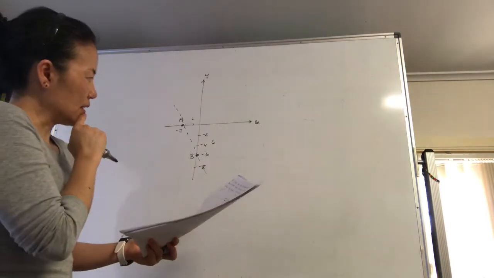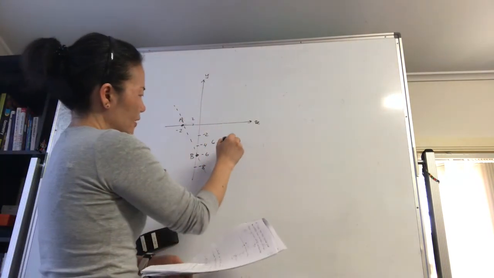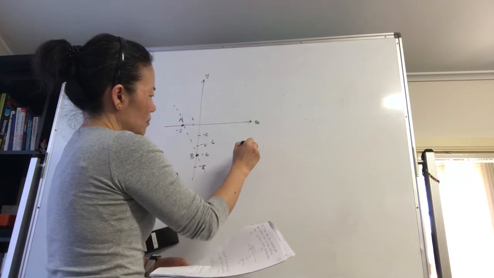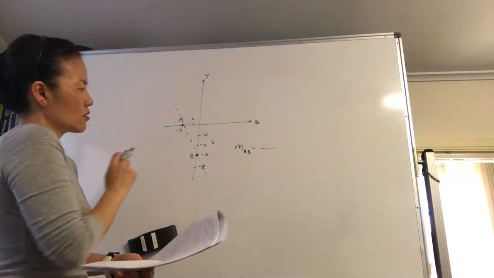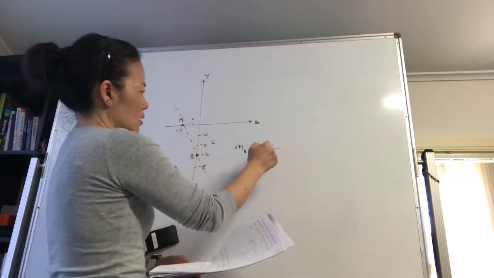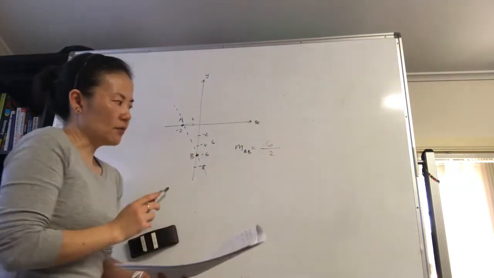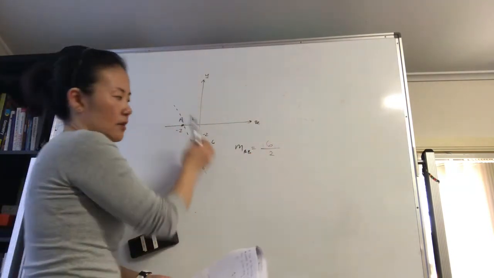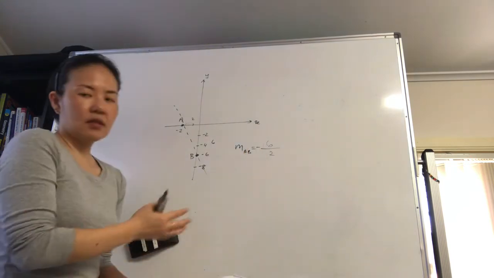Okay, the gradient will be rise over run. Gradient AB, rise over run. So rise will be 6, run will be 2. But remember, this is going to the left. I'm going to put negative because it's a negative.